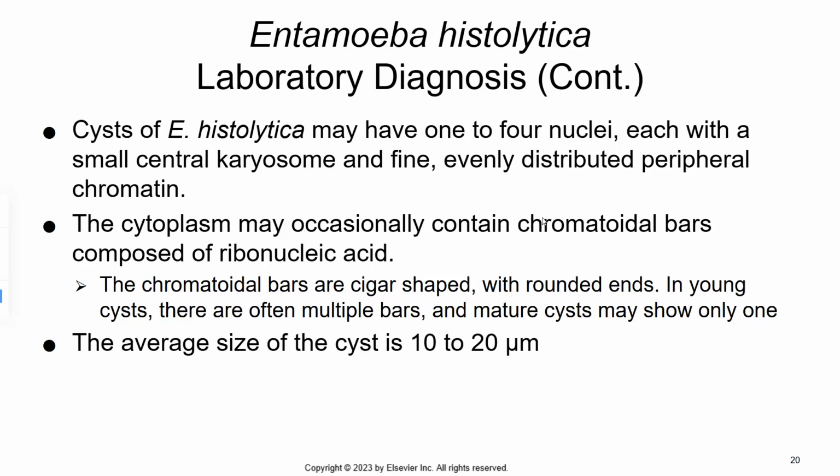Cysts of E. histolytica may have 1 to 4 nuclei, each with a small central karyosome and fine, evenly distributed peripheral chromatin. The cytoplasm may occasionally contain chromatoidal bars composed of ribonucleic acid. The chromatoidal bars are cigar-shaped with rounded ends. In young cysts, there are often multiple bars. In mature cysts, they may only show 1.